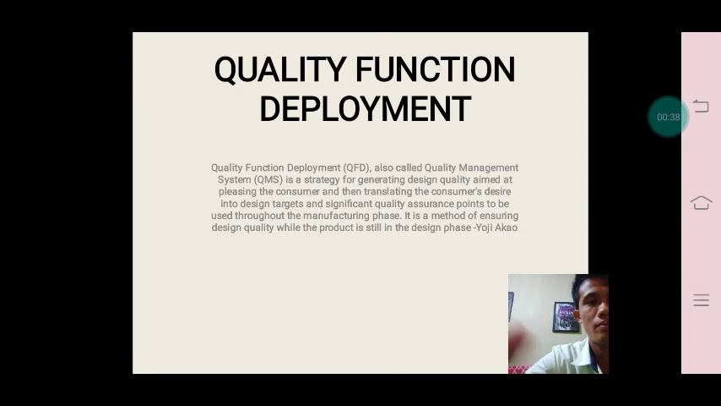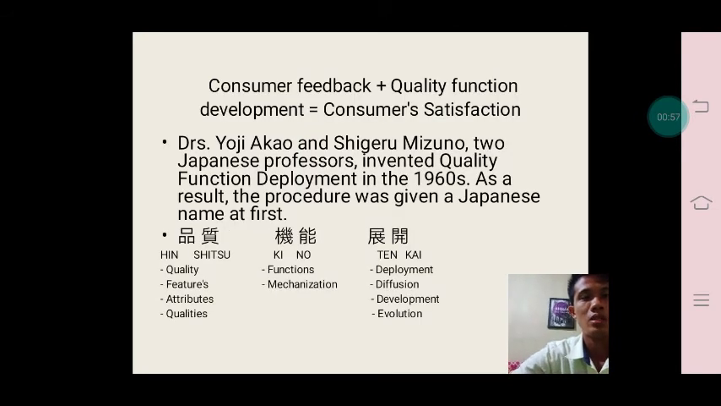Kani si Yuji Akao. Kani siya is a Japanese professor nga ga-invento aning quality function deployment, which is as I read earlier nga ang kanang quality function deployment is kanang gana-convert sa desire sa mga consumer. So consumer feedback plus quality function deployment is consumer satisfaction. So sa akong nasabtan, consumer feedback, positive or negative man ang feedback, dapat imo nang i-kaning kuan. If ever negative na, make it a challenge to improve.